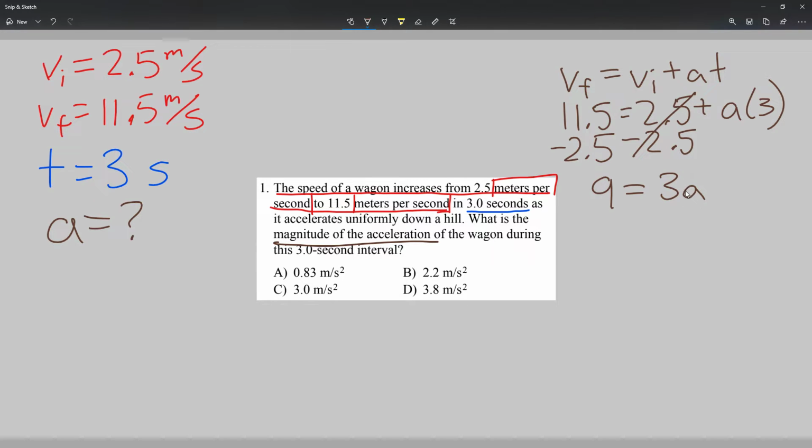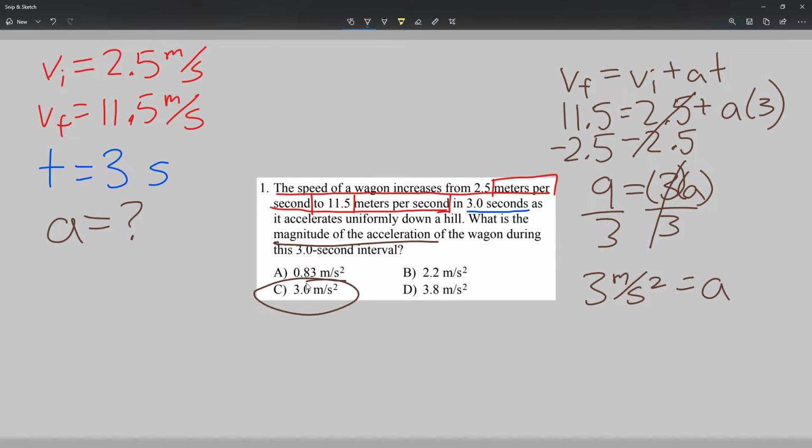And now how do we get A by itself? Well, this is a multiplication operation between 3 and A. This is 3 times A. To get rid of this 3, we have to divide by 3. We have to do the opposite. And so we get this. Alright, so the answer here is C. Feel free to pause before I move on, because I am going to move on.